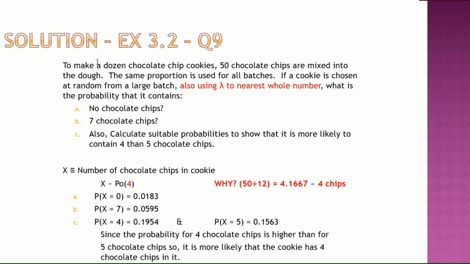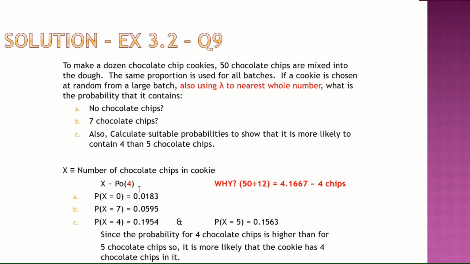To make a dozen, what's a dozen? 12. For 12 chocolate chip cookies, you need 50 chocolate chips mixed into the dough. The same portion is used for all batches. So we're talking about only 1 cookie. Just now we said 12 cookies need 50 chocolate chips, now you only want 1 cookie, so you need to change it. 1 cookie will give you 4 chocolate chips. So what is the probability that it contains no chocolate?